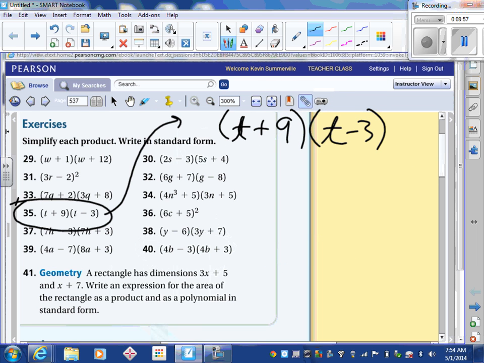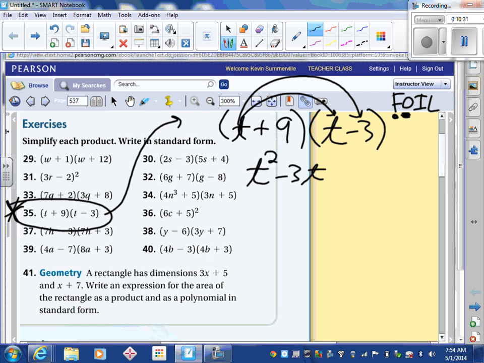Okay, let's take a look at number 35 now. Again, these are, I should say, different numbers. They're not the same, so I can't use any tricks. We just have to follow the standard rule with FOIL. So I'm going to do the first numbers. T times T is T squared. Now the outer number, T times -3 is -3T.